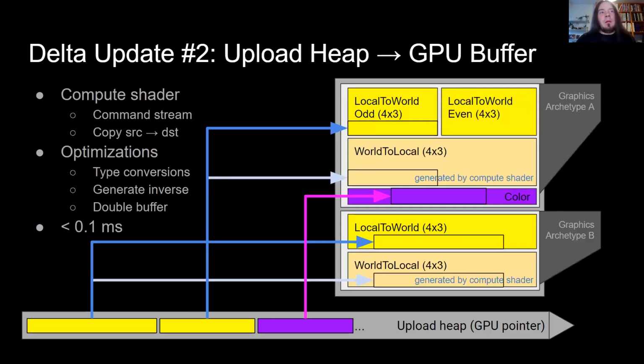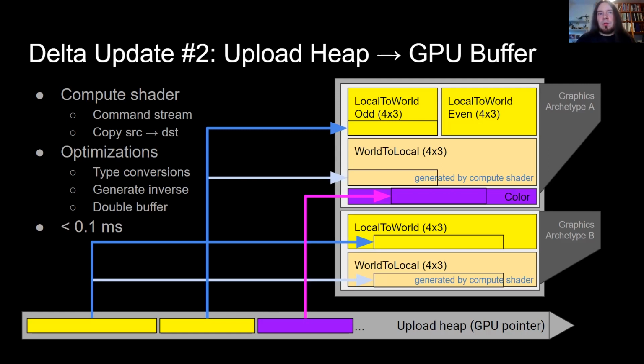The second step of the data upload process is to go through the linear upload heap data array and scatter the modifications around the large byte address buffers containing the mirrored ECS data on the GPU. We execute this step using a compute shader. The compute shader reads the simple command stream containing the copy source and destination addresses and uses wave-wide loops to efficiently copy the data.